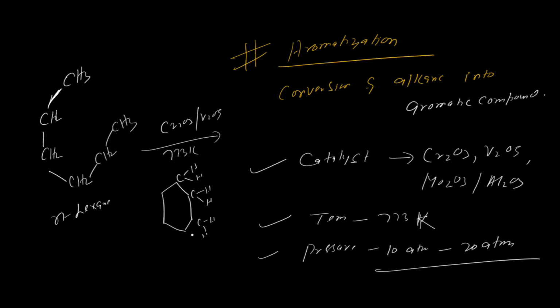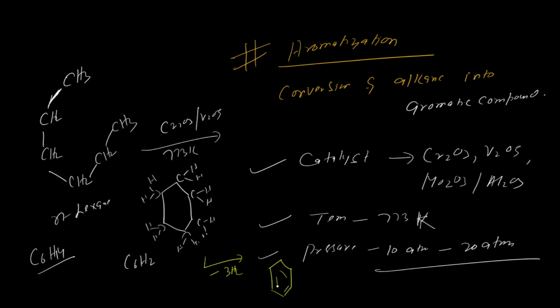In this, each carbon has 2 hydrogens. So what is its molecular formula? N-hexane has the molecular formula C6H14, but cyclohexane is C6H12. Now what will happen next? When it is further heated, it will lose 3H2, and it will get converted into benzene.